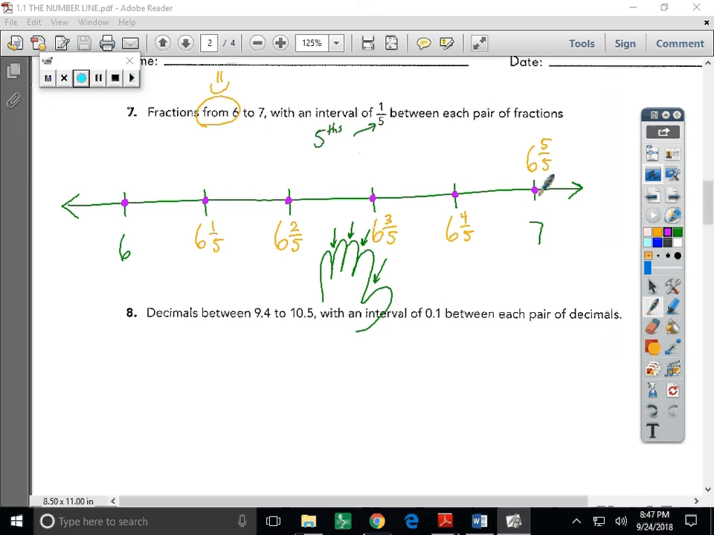Number 8, let's look at some decimals between 9 4/10 and 10 5/10 with an interval of 0 1/10 between each pair of decimals. Holy information, Batman. Well, we'll give it a try anyway. I know that the directions from the previous slide tell me to build a horizontal number line. Yours might have a slight squiggle in it also. Maybe it looks better than mine. That would be nice too.